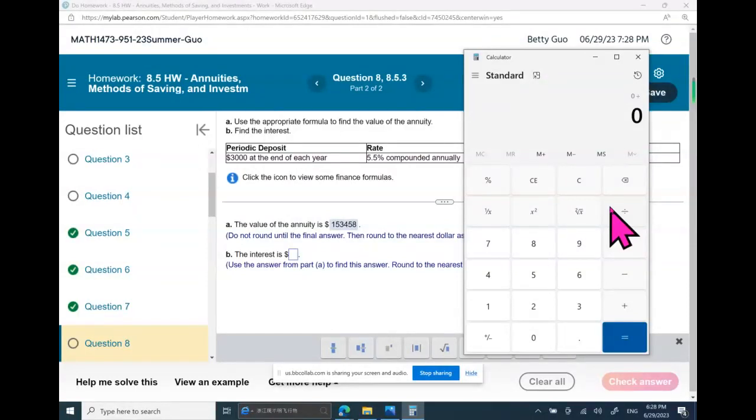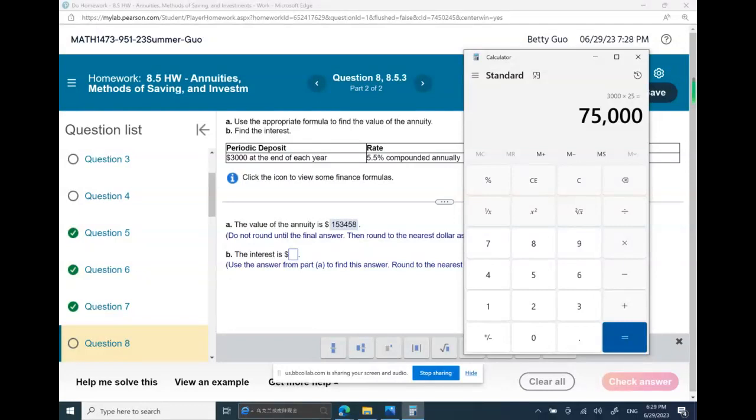So firstly, we are going to figure out how much money we have been paying during the 25 years. Every year 3,000 multiplied by... oops, sorry, let me do it again. $3,000 every year multiplied by 25 years. That's how much money you invest, right?